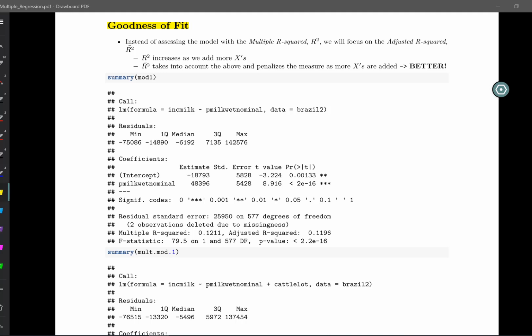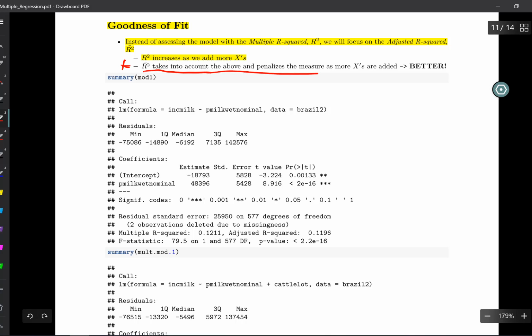We care about the goodness of fit of the models we estimate. And instead of using the R square to assess the models, we're going to use the adjusted R square. Why? Because the R square increases as we add more x's. Differently, the adjusted R square takes into account the above and penalizes the measure as more x's are added.